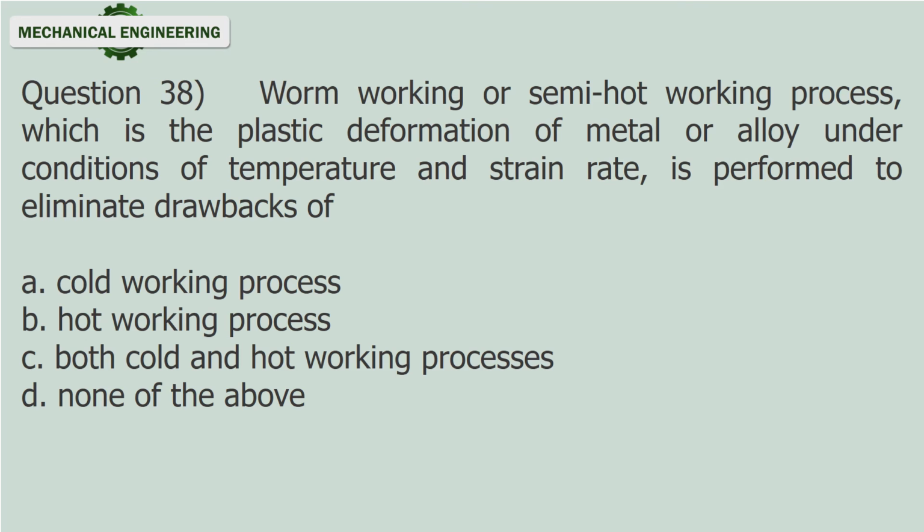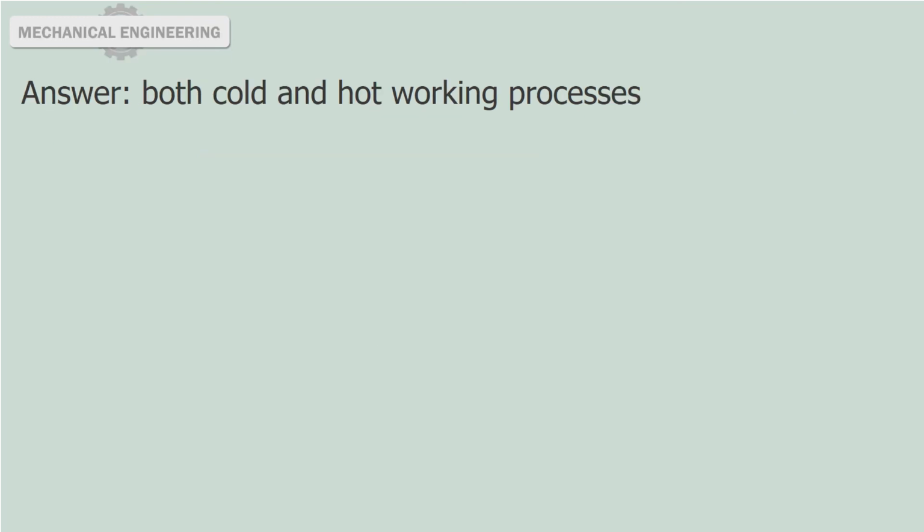Question 38. Warm working or semi-hot working process, which is the plastic deformation of metal or alloy under conditions of intermediate temperature and strain rate, is performed to eliminate drawbacks of A. Cold working process. B. Hot working process. C. Both cold and hot working processes. D. None of the above. Answer: both cold and hot working processes.